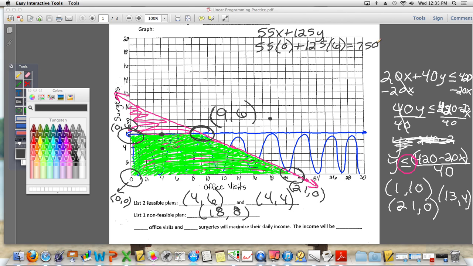Now what we need to do, should we check this point down here, 0, 0? No, it's not, you're not going to make any money. If you don't do any surgeries and you don't do any office visits, you're not going to make any money. Stupid point, don't check it. Don't waste your time. All right, but this point right here, 9, 6, you've got to check it. Is that going to get you more money? Yeah, because you've checked 0, 6. Now you're checking that 0 is now a 9, so it's going to make you more money.